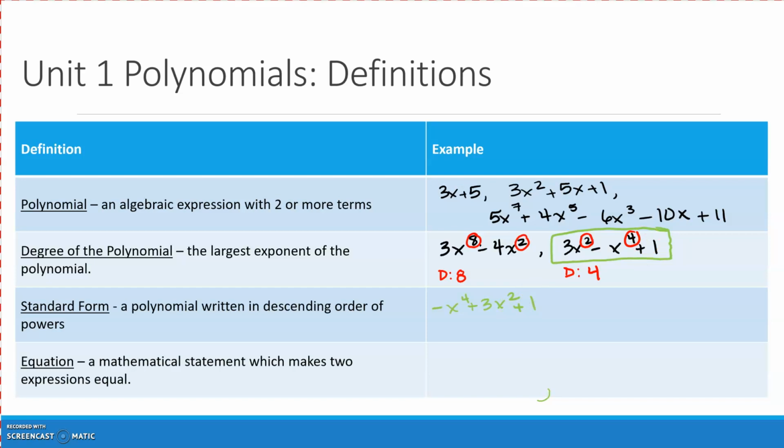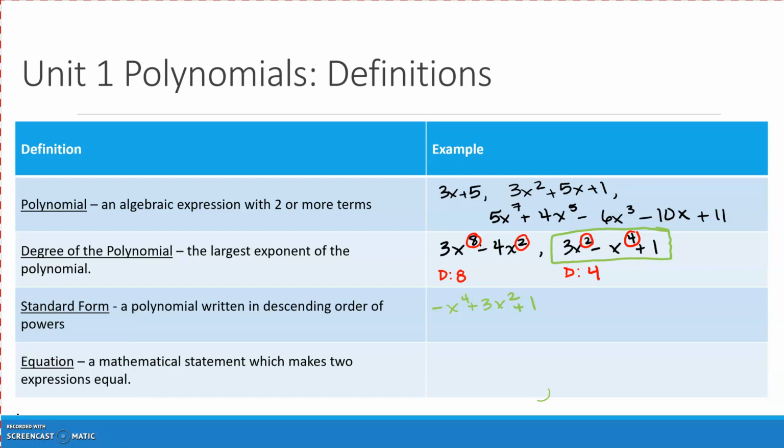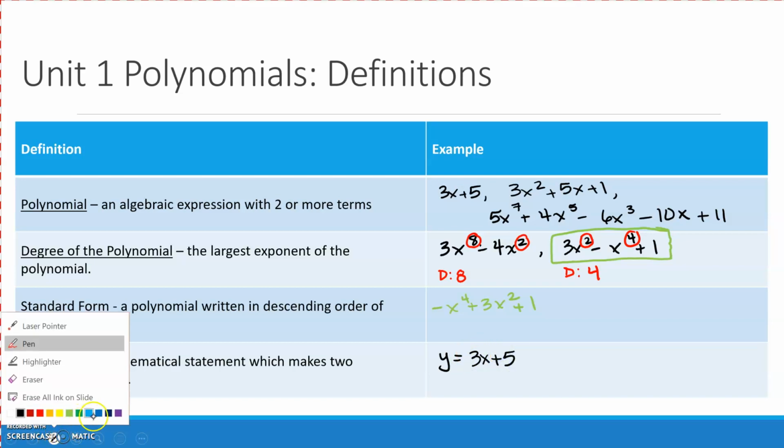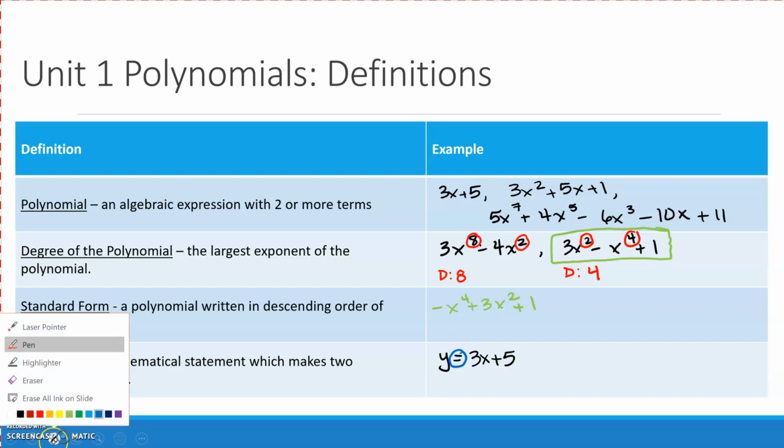An equation is a mathematical statement which makes two expressions equal. So for an equation, essentially, you just have to have an equal sign. So y is equal to 3x plus 5. This is an equation because there is an equal sign.